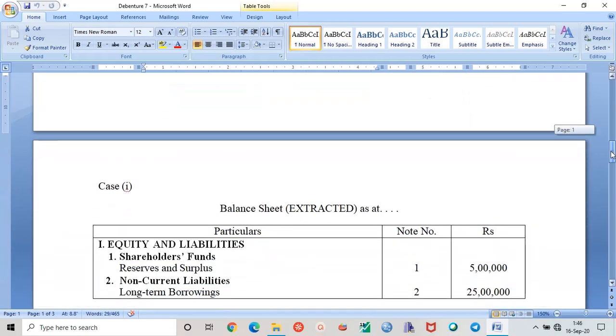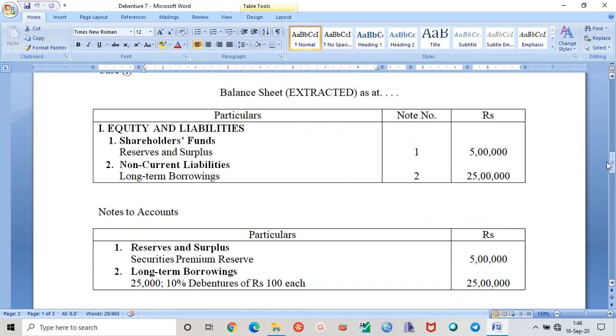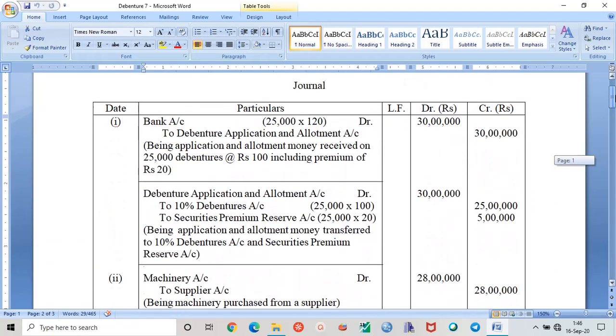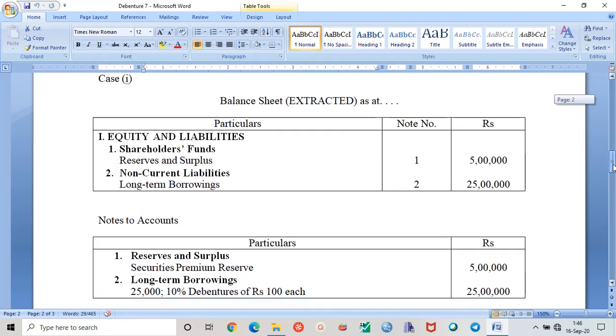Now you have to prepare the balance sheet in the different cases. So I hope you have the journal entries in your copy, because it will be very difficult for me to show you both this journal entry and balance sheet at the same time. So if you have not copied the journal entries, please pause the video right now. First copy the journal entries in your copy, then continue with the video.